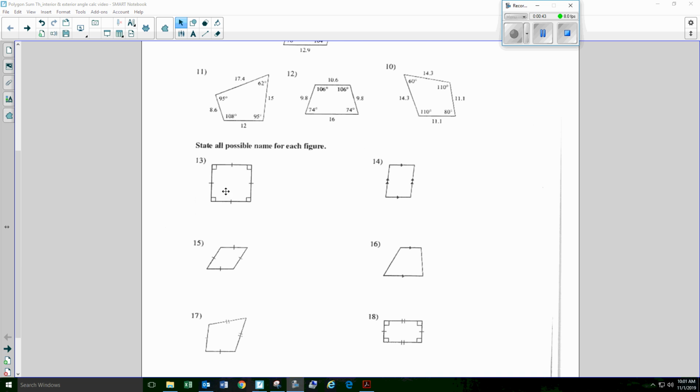Down here, you're going to state all the possibilities. If you look at your sheet, you can see that's a square, so everything from the square up would satisfy. Okay. Here, parallelogram, so parallelogram up would satisfy those conditions. Okay.